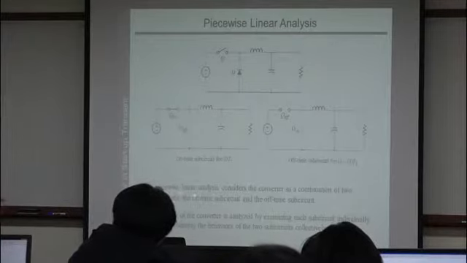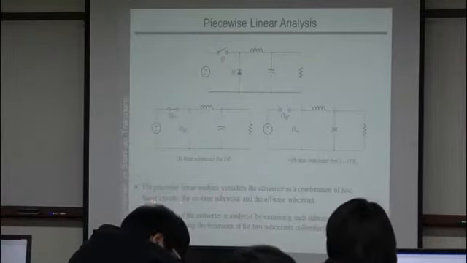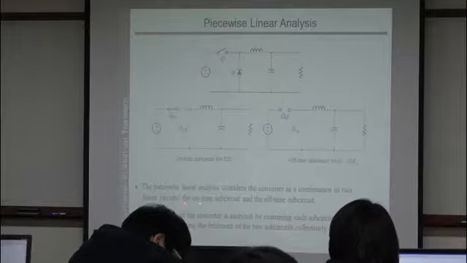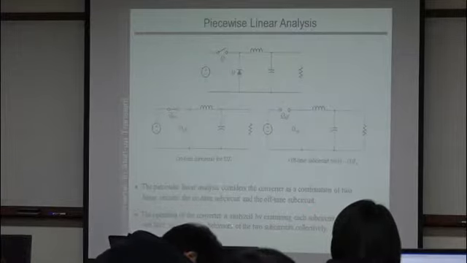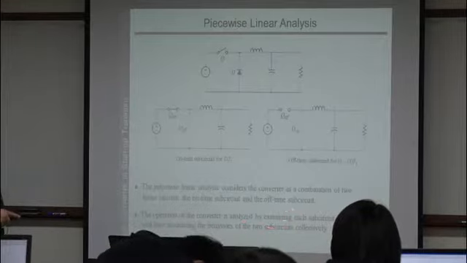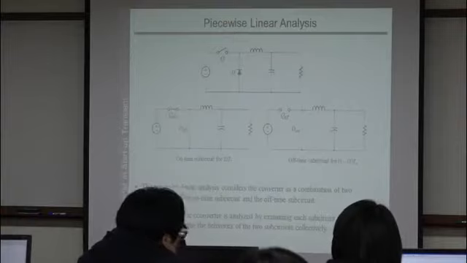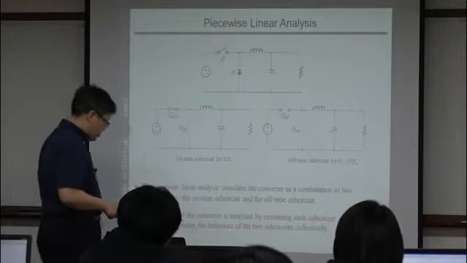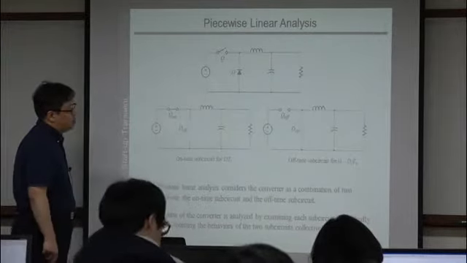So here the piecewise linear analysis considers the converter as a combination of two linear circuits, the on-time and the off-time sub-circuits. And the operation of the converter is analyzed by examining each circuit individually, and later accounting for the behaviors of the two sub-circuits collectively.